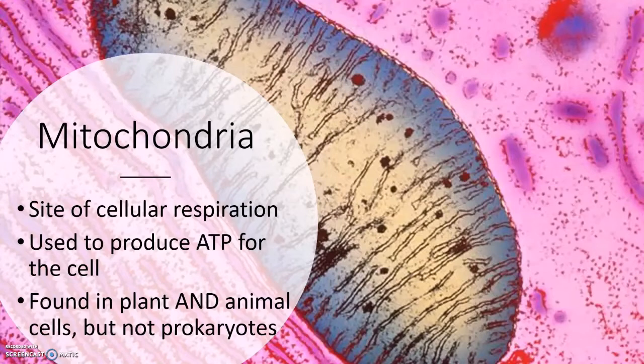Now, one thing that you need to keep in mind is that this is found in both plant and animal cells. It's not in prokaryotes because remember they don't have membrane-bound organelles, but both plants and animals use cellular respiration and they need mitochondria in order to do that.